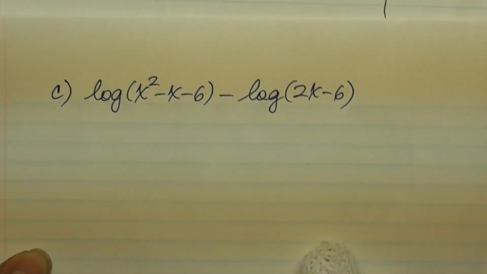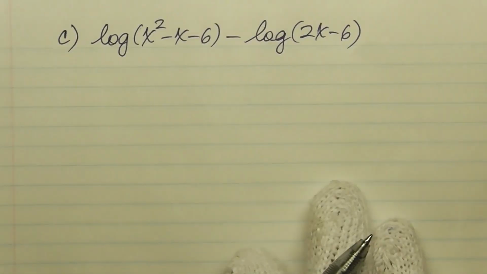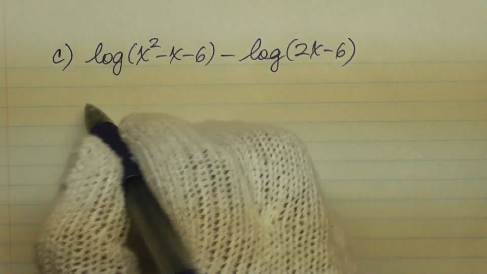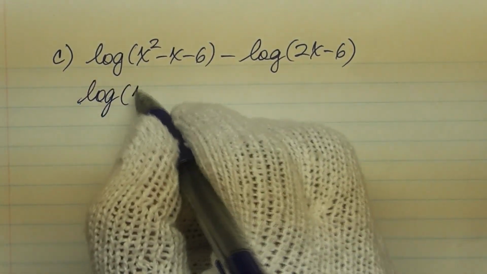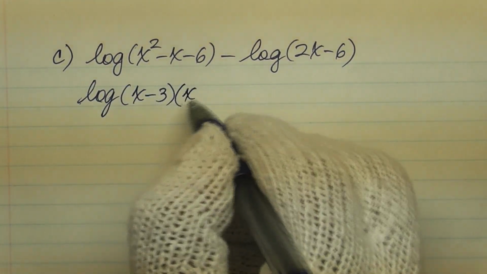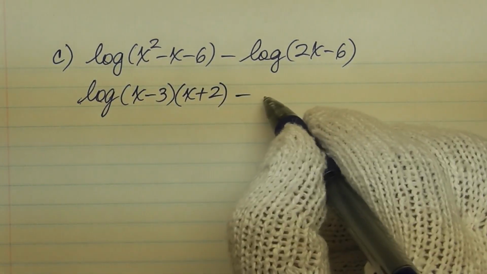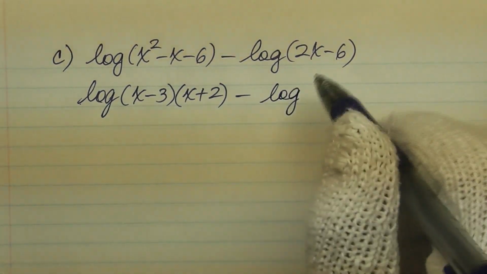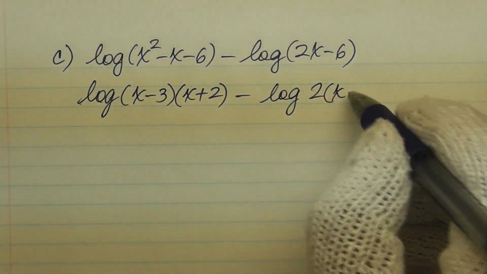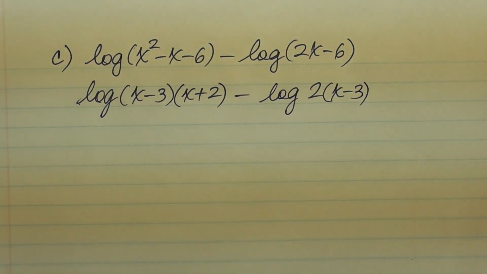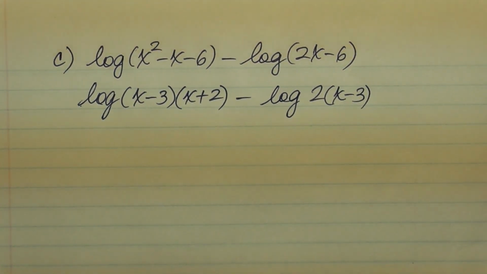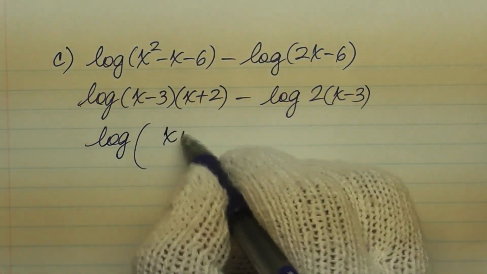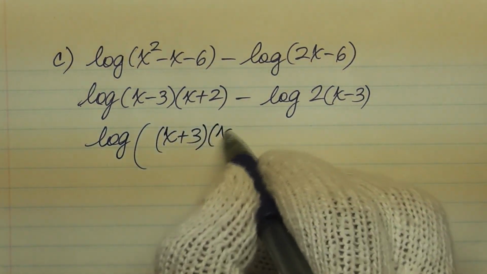So look at this next question, log of (x squared minus x minus 6) minus log of (2x minus 6). Now this is the same as log of (x minus 3)(x plus 2) minus log of (2x minus 6). And what that's going to give us is log of (x minus 3)(x plus 2).